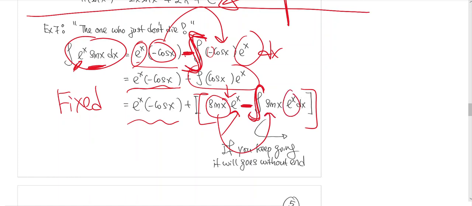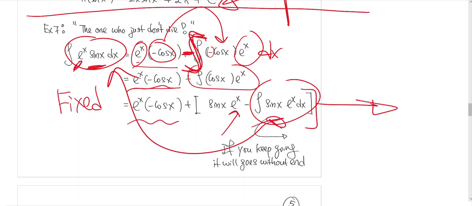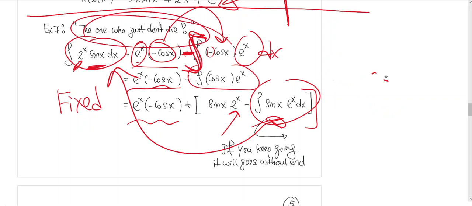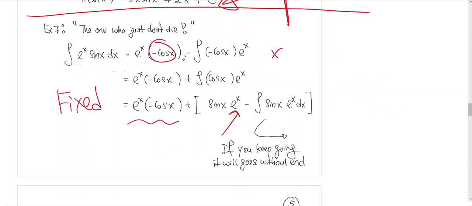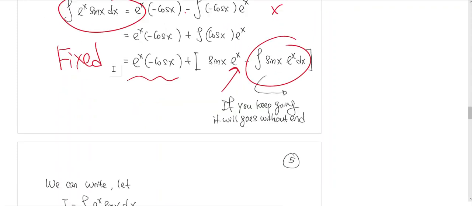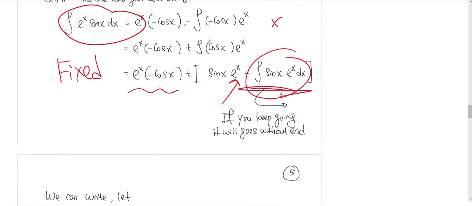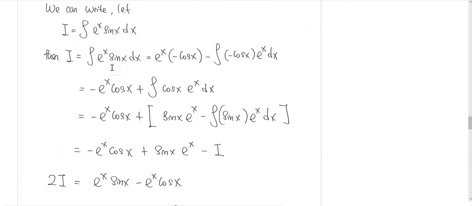And you'll be like, oh my god, we get back the same thing here. It just would not go away. If you keep going, this thing is going to pop up again and again. You have the cosine version, e^x sine version, e^x cosine. This is what I mean by the ones that just don't die. So how do we complete this integral? Well, the way we complete this integral is to recognize that this term and this term are the same and do something about it. So I'm going to change my notation a little bit so that it's easier for you to understand.